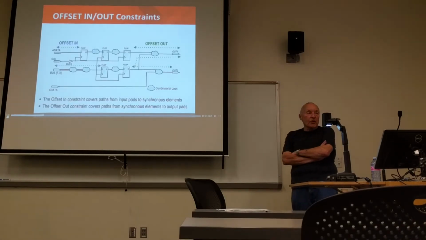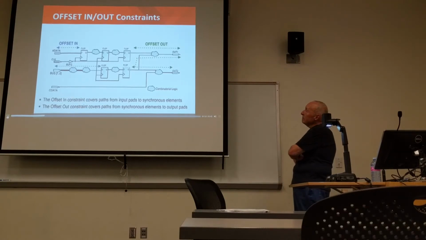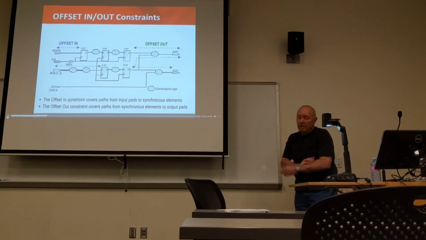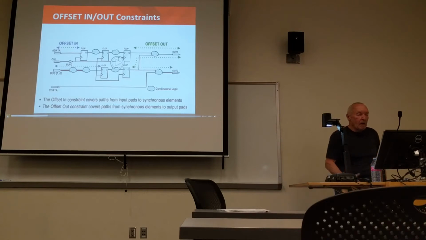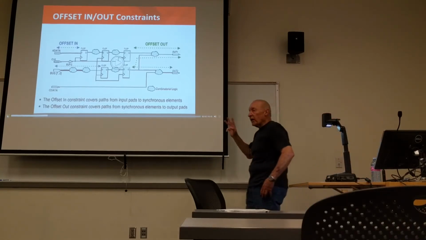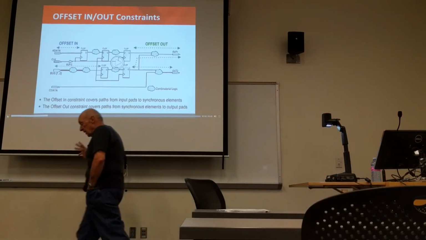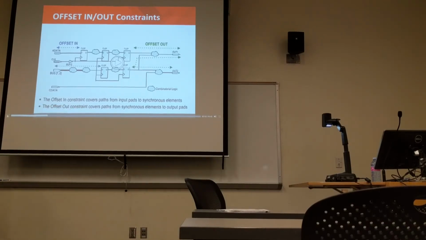These are your other two constraints, the offset constraints. They cover paths from input paths to synchronous elements, that is the offset in, and synchronous elements to output paths, and that is called the offset out constraint. So there's the three timing constraints that Xilinx allows you to do. One is the period constraint. The second one is offset in, and the last one is offset out.